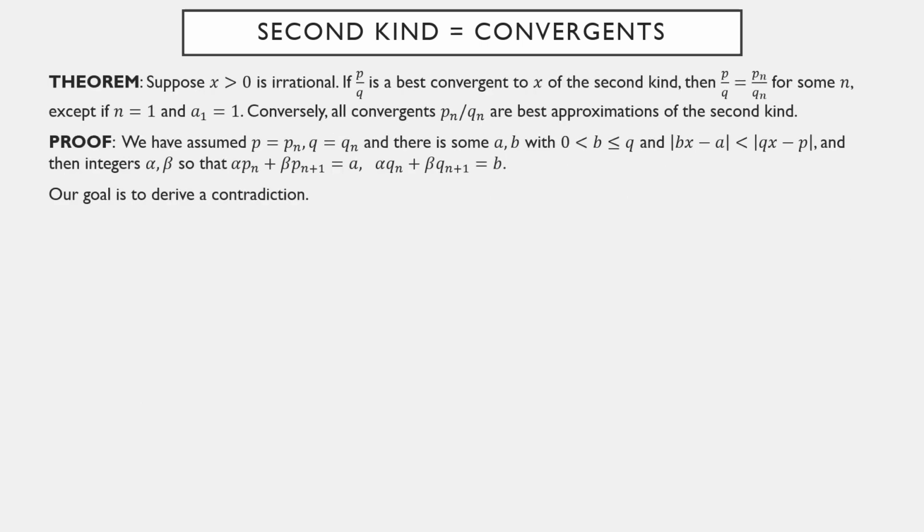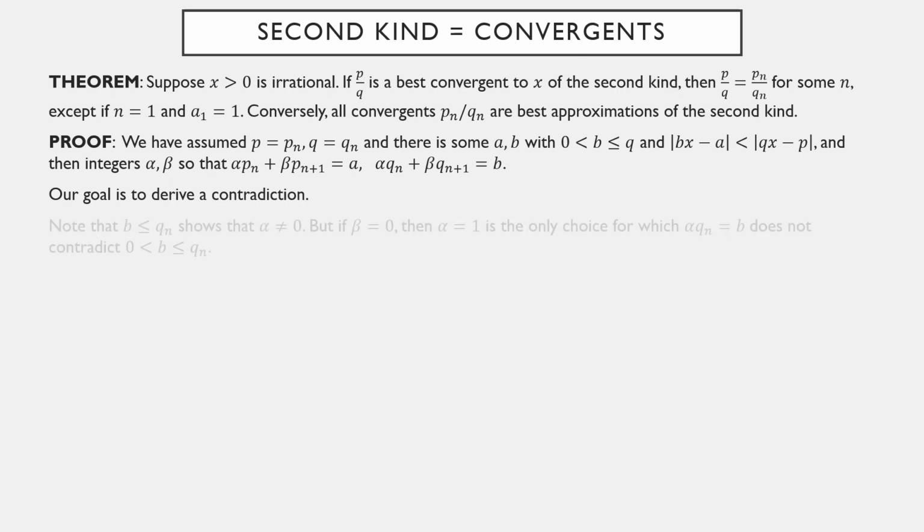Okay, so far we're working to prove the second part of this theorem, that if you are a convergent pn over qn, then you are a best approximation of the second kind. So we assumed we start with a convergent pn and qn, and that we are not a best approximation of the second kind. So there is a choice of a and b so that bx is closer to a than qx is to p. And we found unique integers alpha and beta so that a can be represented as alpha pn plus beta pn+1, whereas b can be represented as alpha qn plus beta qn+1. We're trying to get a contradiction here. That will finish the proof that if you are a convergent, you do have to be a best approximation of the second kind.